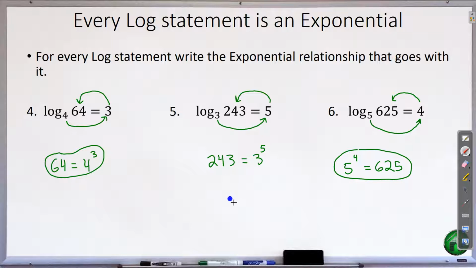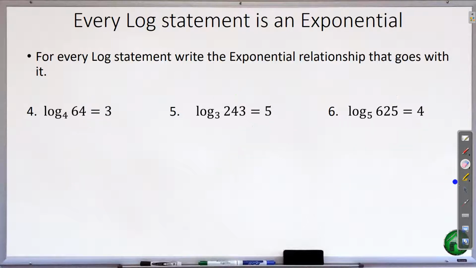So that's kind of a shortcut or a good way to think of a log. Every log statement is an exponential in hiding. And so the exponential is the base raised to the power of the other side equal to 625. All right. Let's clear that off and keep going and studying this.